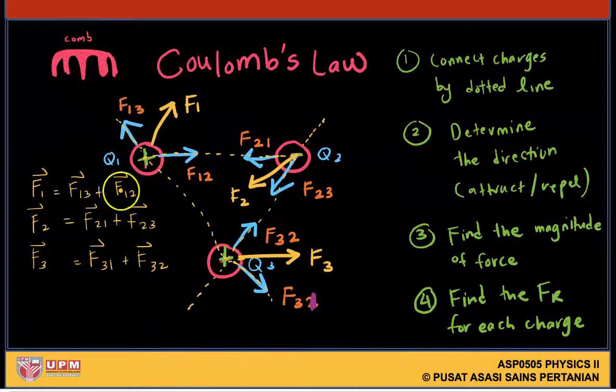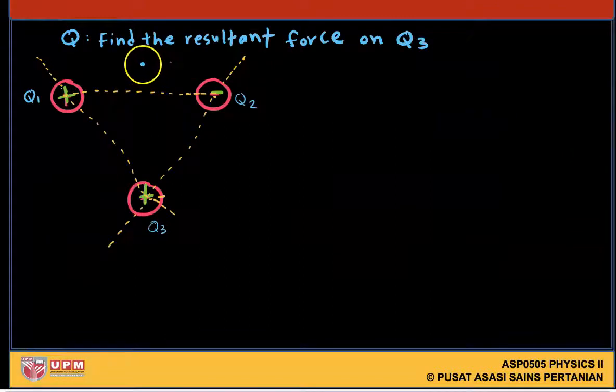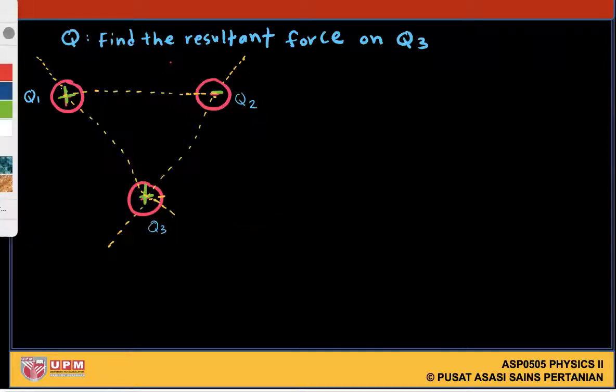So let's do an example. Okay, so we have a question here. Find the resultant force acting on Q3. So we have 3 charges, same case like before, but now I'm only interested to know what is the resultant force of Q3. So what is the first step? Oh, I forgot, I already have it here. So the first step is to draw the dotted lines, right? Do not forget the dotted lines.